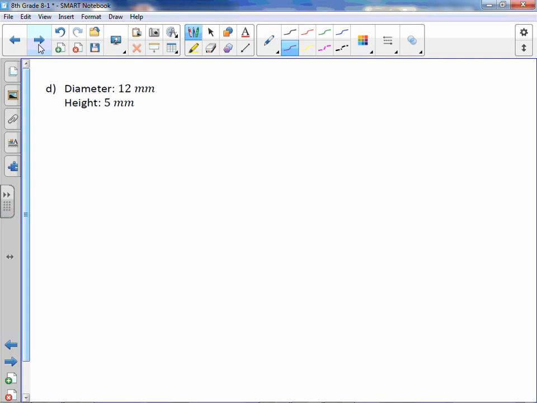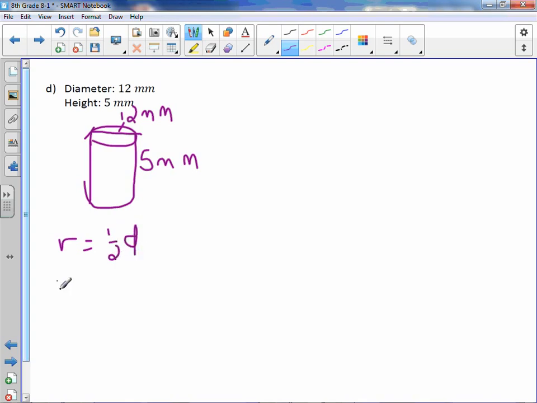So this time we don't have a figure, but we know the diameter is 12 millimeters and the height is 5 millimeters. So if I were to draw a cylinder, okay, the height is 5 millimeters and the diameter is 12 millimeters. I can't use the diameter in my formula. I need to find the radius first. Well, I know the radius is half the diameter, which means it's half of 12, or 6.